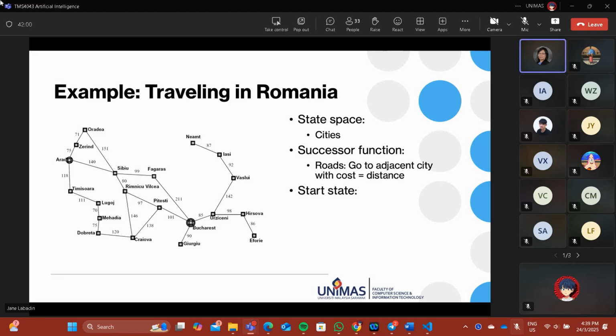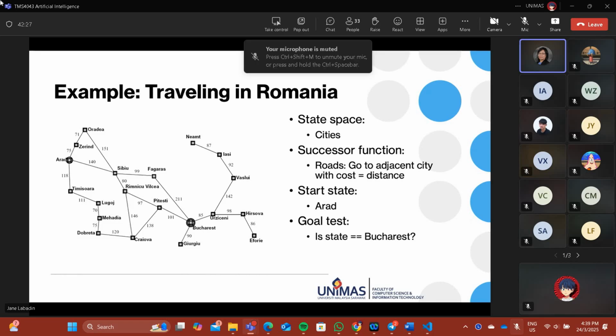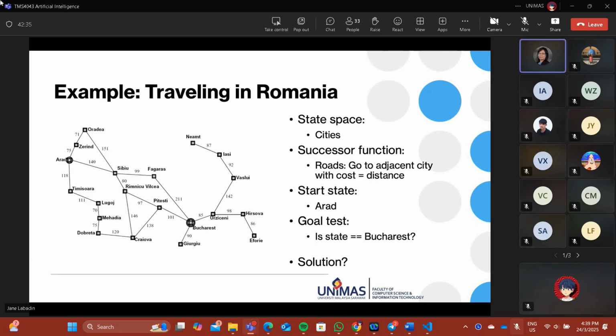The start state, obviously, is given for this particular problem: you are at Arad. And the goal test is basically whether the state where you are right now is Bucharest. So every time you move, you do the goal test, checking whether you are in Bucharest. So this is an example.